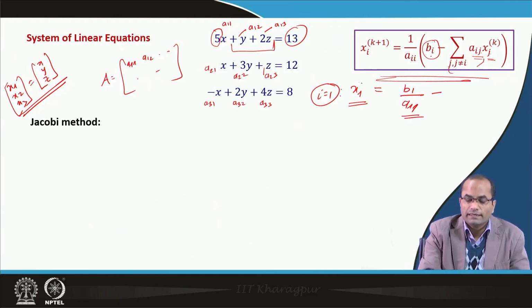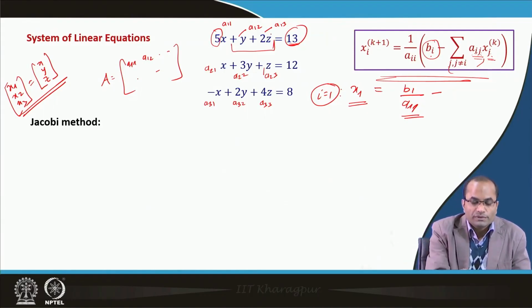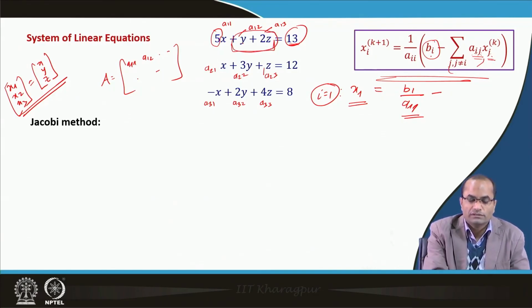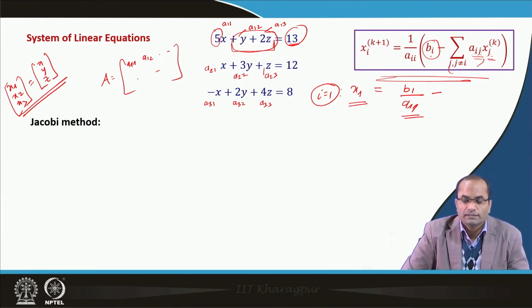So, here getting this x 1, the first component x, it is like b 1 over a 1 1. So, we have to divide by this 5. So, we will get here 13 by 5, and then minus here the sum. So, a 1 2 with x 2 and a 1 3 with x 3. So, a 1 2 and a 1 3, because when i is 1, j will not be equal to 1. So, precisely this is the number here now. So, 1 into this component and plus this 2 into this third component of this x is used.